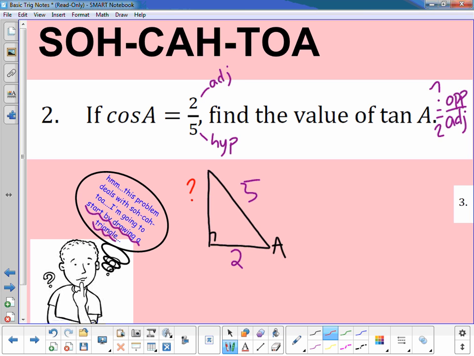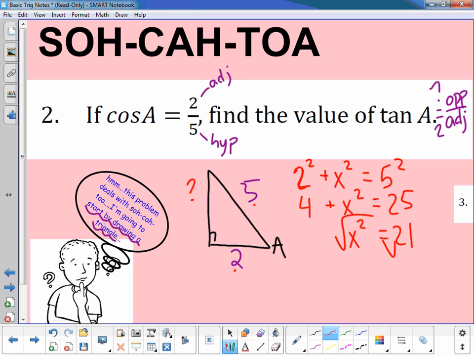Now, since this is a right triangle and I have 2 of the 3 sides, I can find it using the Pythagorean theorem. So I know one of the side lengths. I'm missing another side length, but I know the hypotenuse. I'm going to plug that into the Pythagorean theorem. I'm just going to call my missing side length x. So I have 2 squared plus x squared equals 5 squared. That's 4 plus x squared equals 25. And then I subtract the 4 over and I get x squared equals 21. Taking the square root, I have x is equal to the square root of 21.